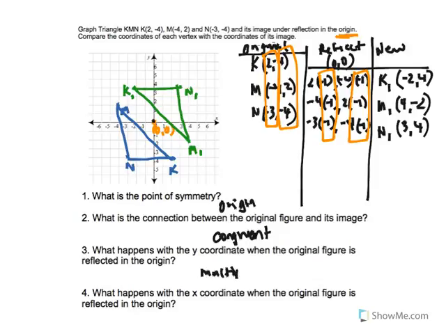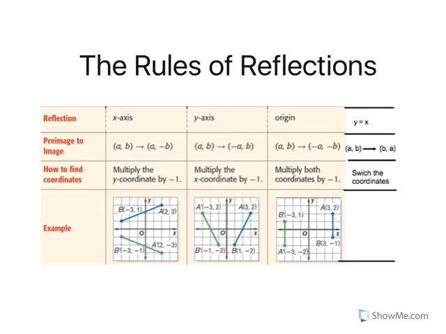What happens with the y coordinate when the original figure is reflected in the origin? Multiply by -1. What happens with the x coordinate? Multiply by -1. Okay, so this is just a basic summary of all the rules that we just went over. Take a screenshot of this or whatever, just for studying, and that's about it for reflections.